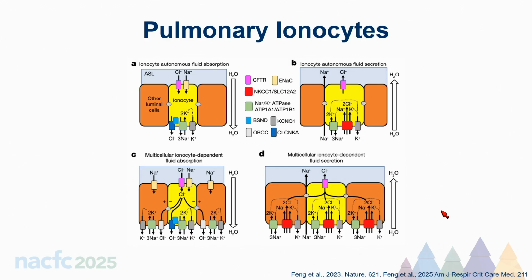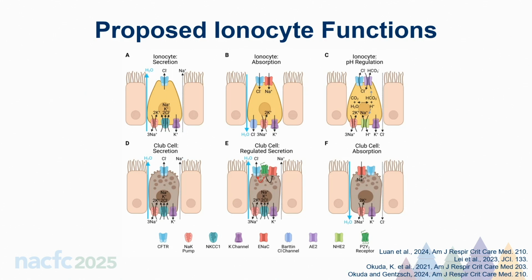They've also shown in their study that other properties of mucus, pH, and mucociliary clearance are also abnormal when we don't have a properly functioning ionocyte. Other studies have contradicted the ASL volume regulation. Dr. Thornell's group has shown that ionocytes do regulate ASL volume, but only through absorption.